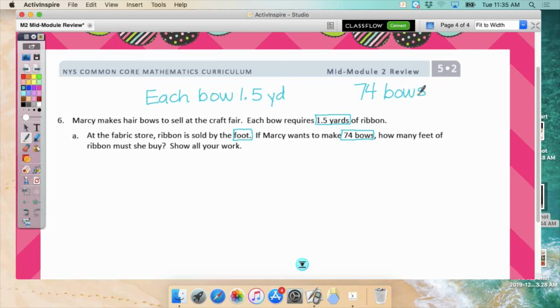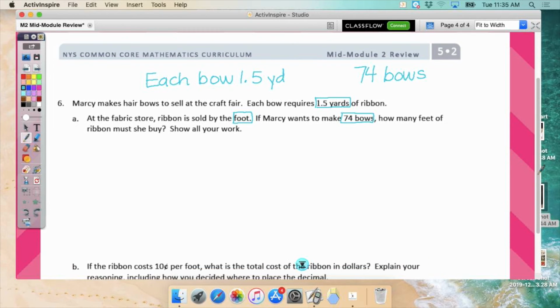All right. So now, I want to figure out how many total yards I need and then change it to feet. What do you think? We know how to do that, don't we? Okay, so in an effort to figure out how many total yards I need, let's get ourselves a tape diagram. And actually, my question mark goes at the top because I don't know how much I need. I know how many I'm going to make. How many am I going to make? 74. Now, you're going to have to write the numbers down here, because we need to write something in the boxes.